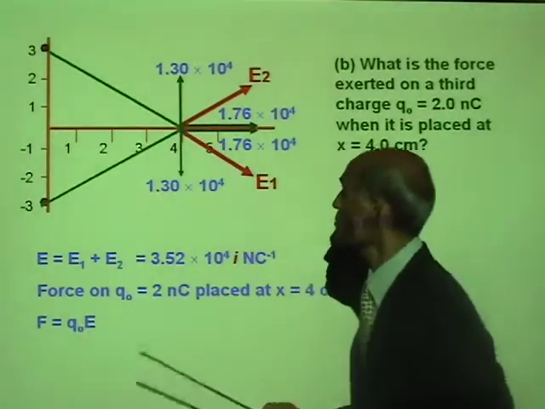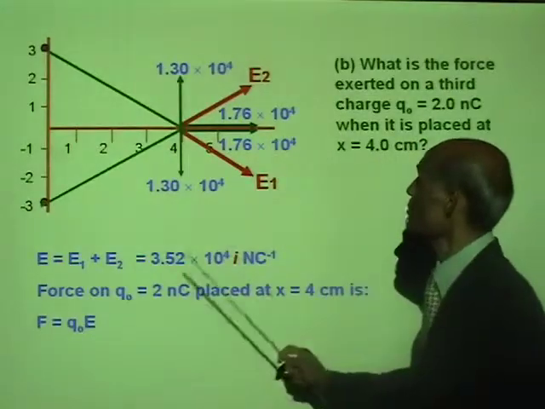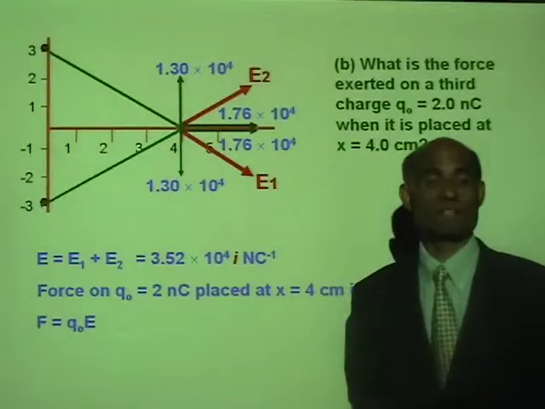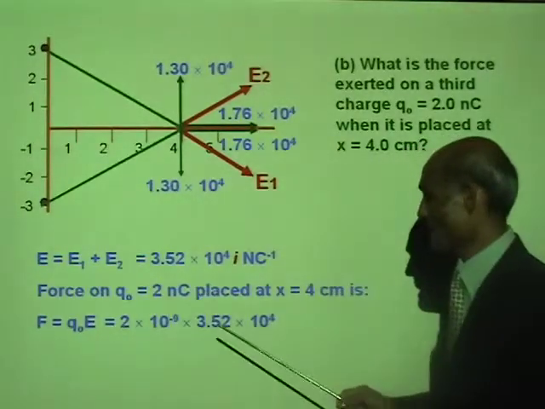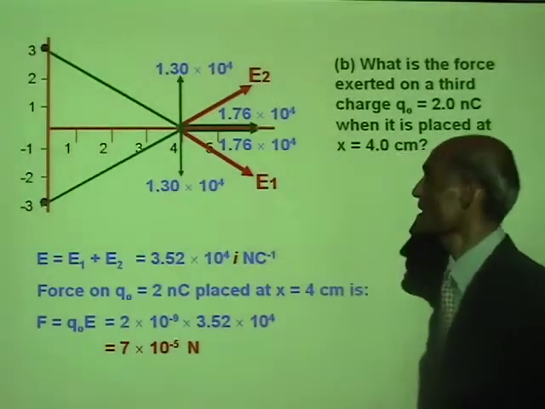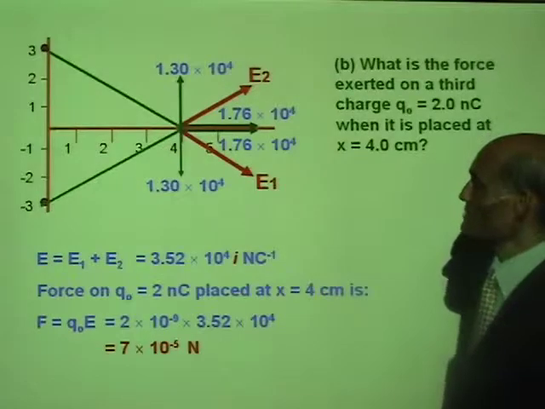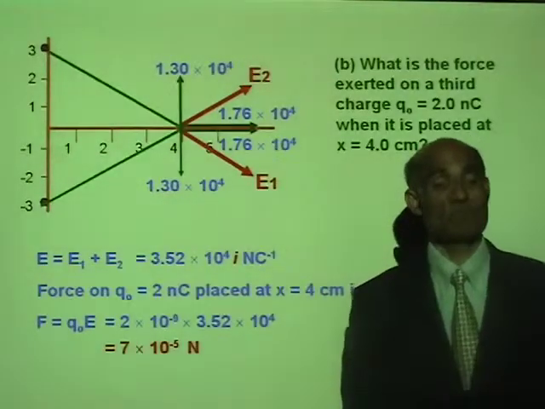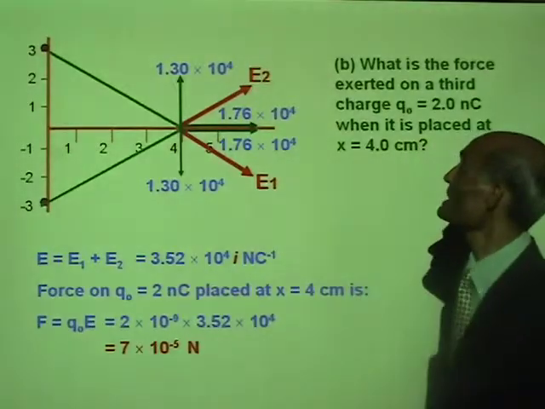Well, we know Q0, that is 2 nanocoulomb. We know E, that is 3.52 times 10 to the 4. And so that force will be 7 times 10 to the negative 5 Newton. This is a good type of problem. You must be familiar with doing these kind of problems.